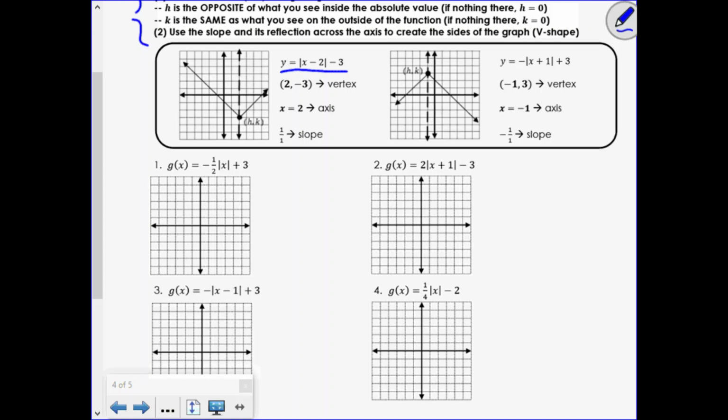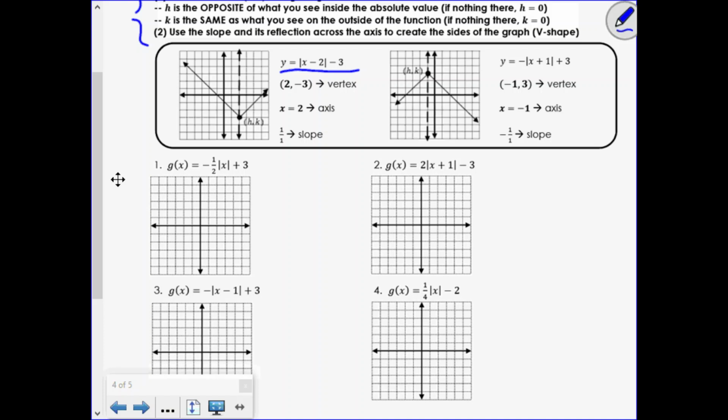Right, this is our equation. The vertex would be 2, negative 3. Why is it 2, negative 3? Okay, so this right here would be h, right? When I pull it outside of the absolute value and put it into the point, it changes sign. Do you guys see that? Okay, why is this negative 3? On the outside, but it doesn't change.